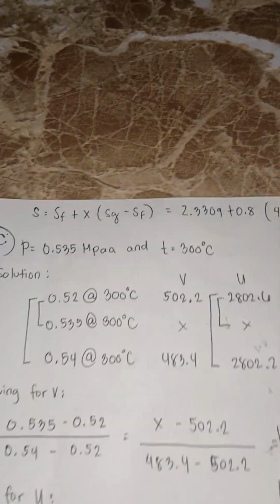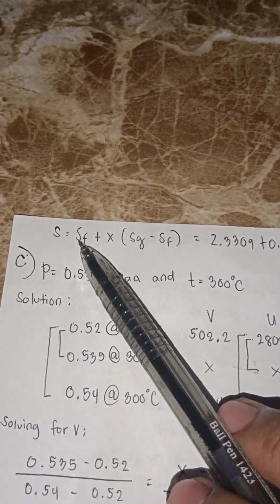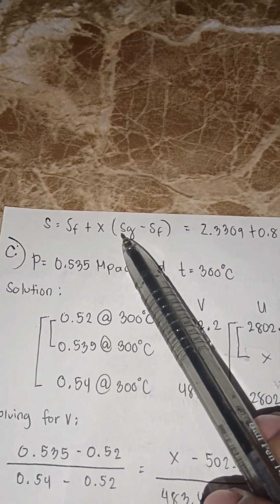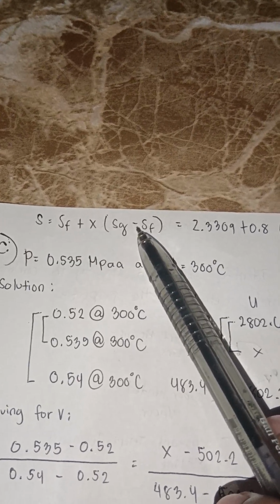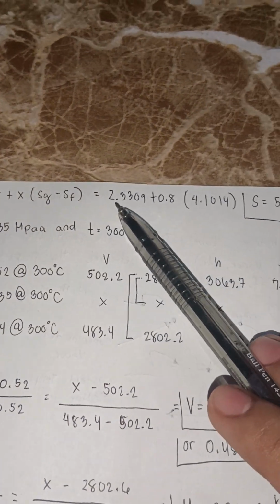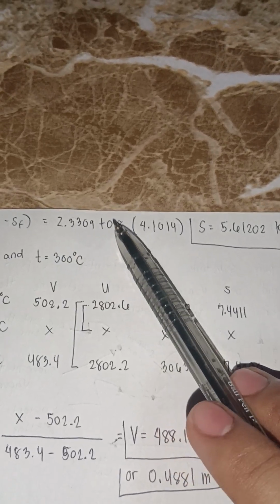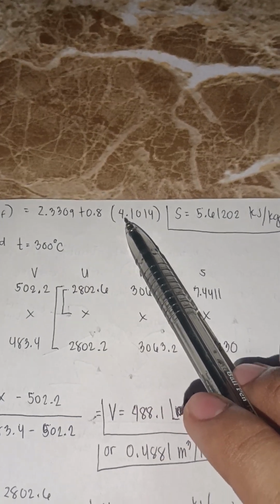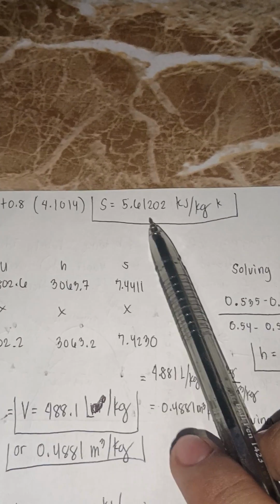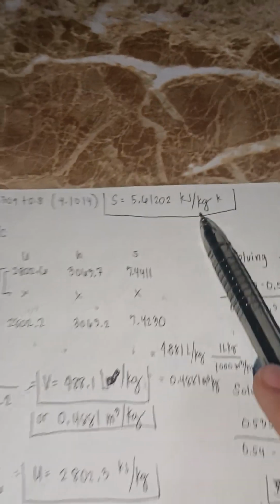So the last, solving for the entropy, S equals the entropy of the saturated liquid plus the X quality, parenthesis, entropy of the saturated vapor minus the entropy of the saturated liquid, parenthesis. So substitute the given values, 2.3309 plus 0.8, parenthesis, 4.1014. So we came up with the entropy of 5.61202 kilojoules per kilogram.